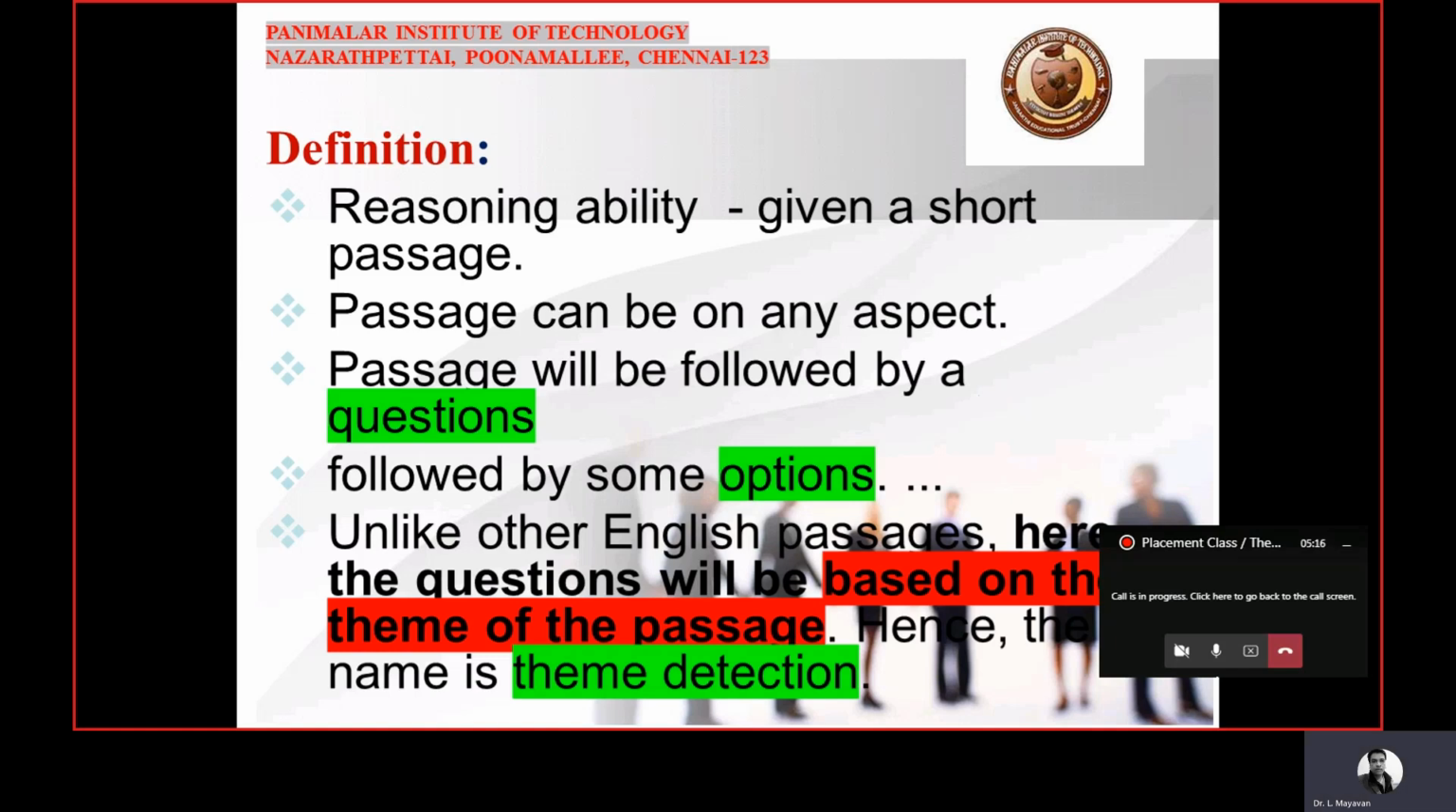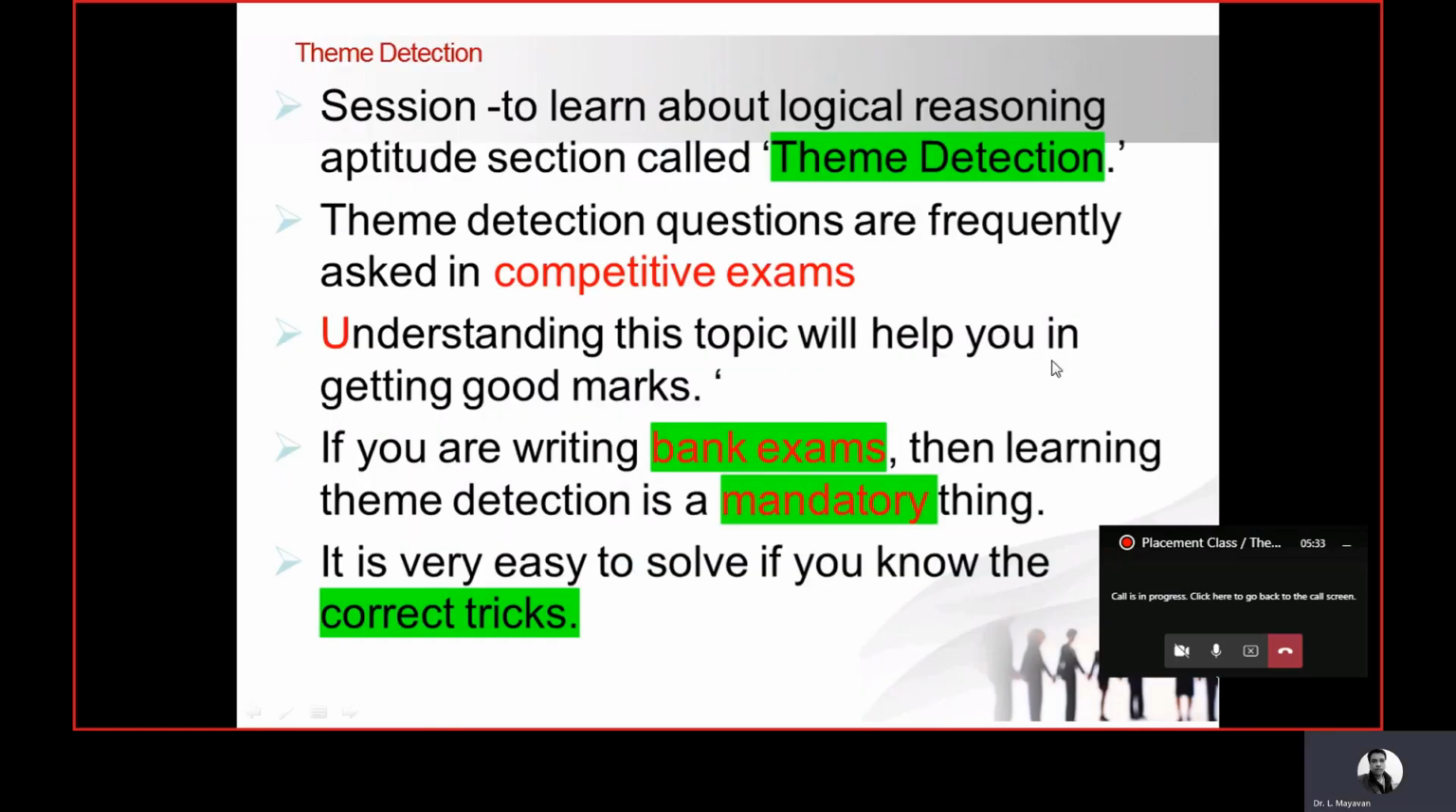Unlike other English passages, here the questions will be based on the theme of the passage. Hence, we call it theme deduction. And in this session, as I told you, we are going to focus and learn about the logical reasoning aptitude section called theme deduction, a sort of question that is frequently asked in almost all competitive examinations.